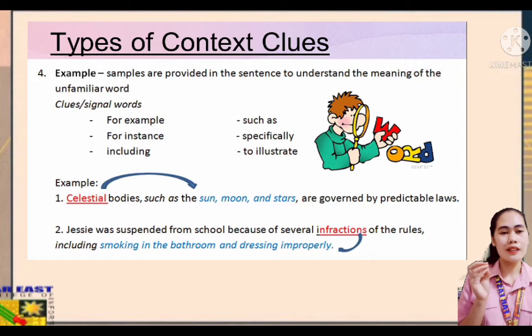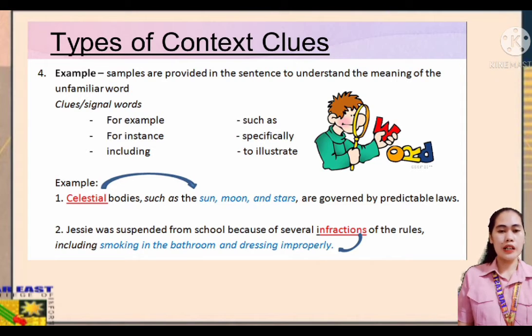Next natin is, Jessie was suspended from school because of several infractions of the rules, including smoking in the bathroom and dressing improperly. So, our unfamiliar word is the word infractions. So, nagbigay siya ng meaning for us to find out kung ano ibig sabihin ng infractions. Ang examples niya ay smoking in the bathrooms and dressing improperly. So, yun yung example. Nagbigay siya ng mga examples, no?